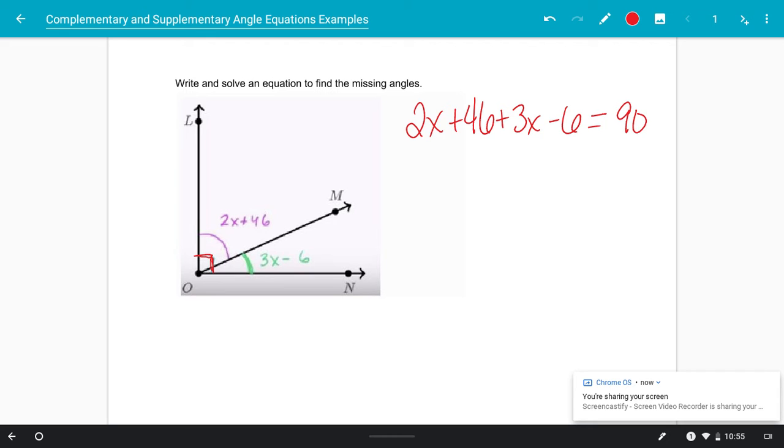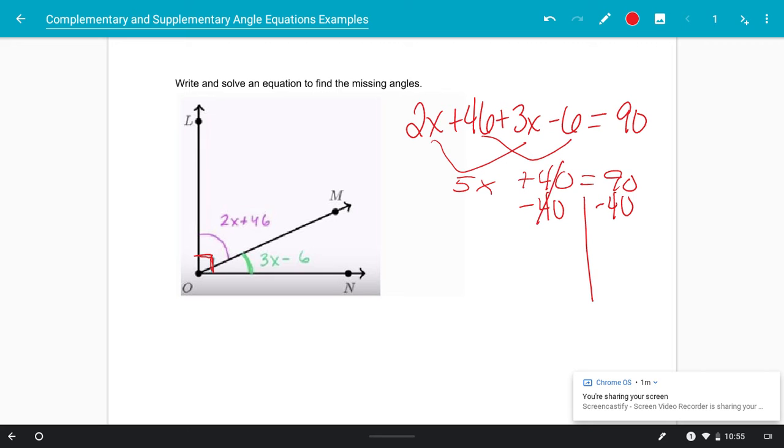I've added each angle and set it equal to 90 degrees. Next, I can combine my like terms, so 2x plus 3x giving us 5x, and I can combine my constants, 46 minus 6 giving us 40. Now we're ready to start solving this equation. I'm going to drop down my line. I can move over the constant by subtracting the 40. That will undo our addition to give us 5x equals 50. We undo this multiplication with division by 5 on both sides, and we get x equals 10.